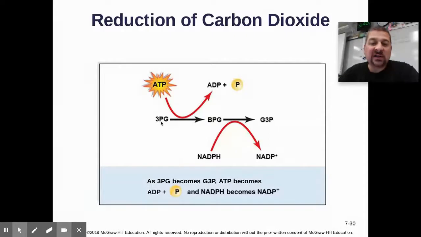This slide is just showing that more in a linear format. Instead of the cycle part, they just took out that second step, the reduction of carbon dioxide, and put it in more of a linear format. So 3PG, again, is going to add in ATP. It's going to be reduced to BPG, which then, adding in the electrons from NADPH, is going to reduce it down here to G3P. And then, obviously, the ADP and inorganic phosphate group and then NADP+ go back to the light-dependent reactions and pick up more ATP, more energy, and pick up more electrons.